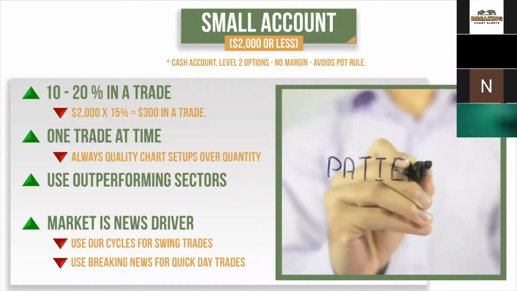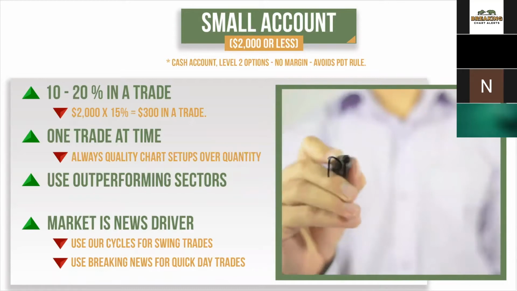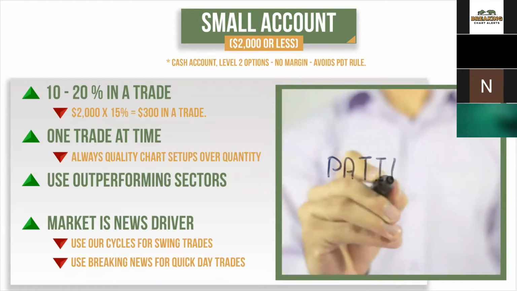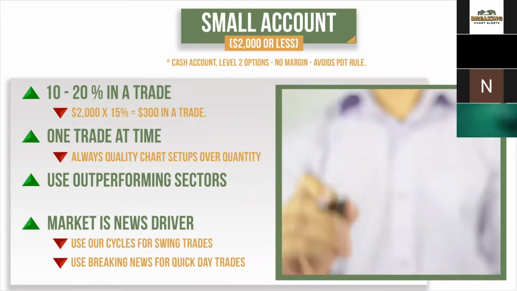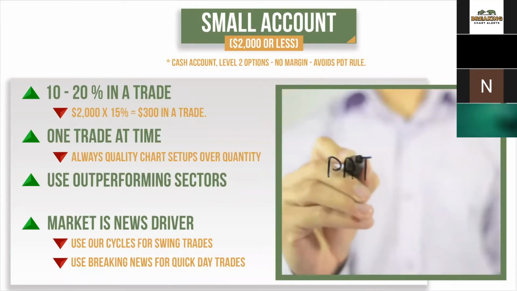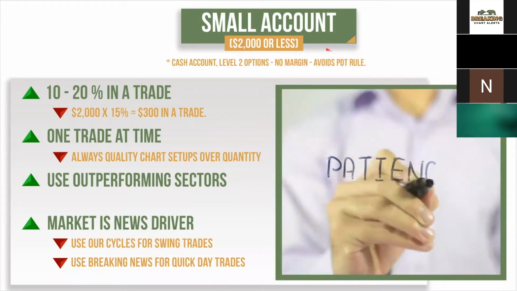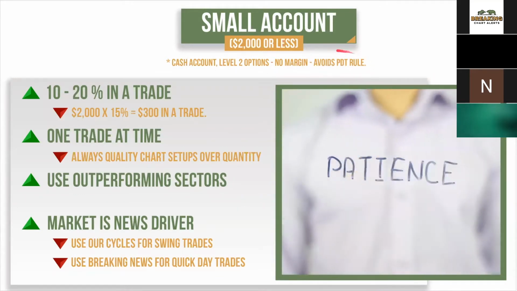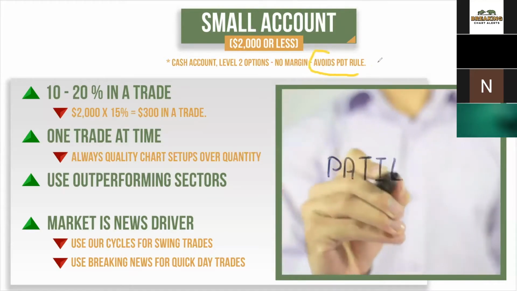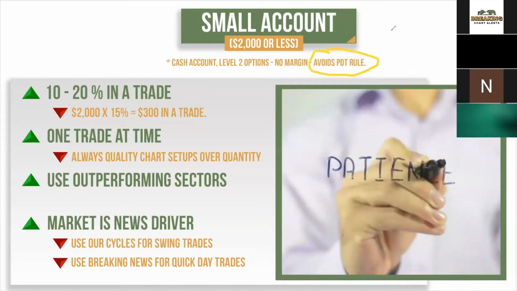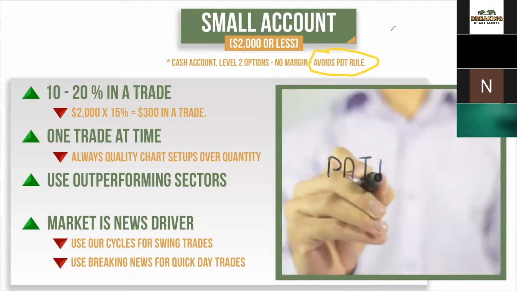Okay. A small account, $2,000 or less, has to be set up as a cash account, okay? A cash account is a non-margin account. It's level 2 options, meaning you could trade calls or puts and covered calls. A lot of people don't understand this, but this is able to avoid that pattern day trade rule. If you're able to avoid that rule, you're able to make as many day trades as you want as long as you have the cash available in your account.